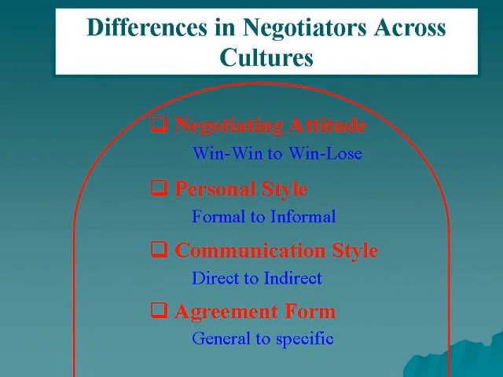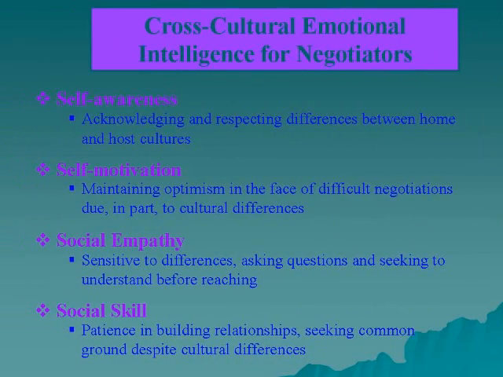Of course, we have different negotiators across cultures. You think about negotiating attitude, win-win, win-lose situation, personal style, formal versus informal. You have communication style, direct versus indirect, and you have agreement form, general to specific. Cross-culture emotional intelligence for negotiators. Think about being a negotiator. You have intelligence, of course, self-awareness, self-motivation, social empathy, and social skills. Of course, with all these skills, that helps to build a better negotiator.